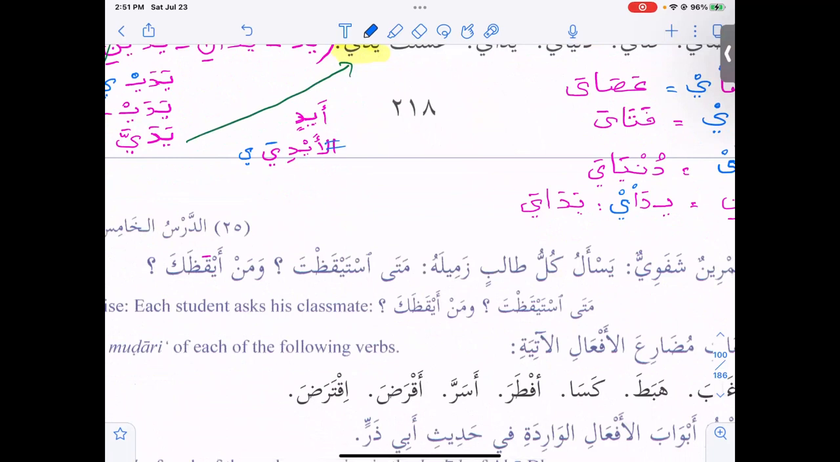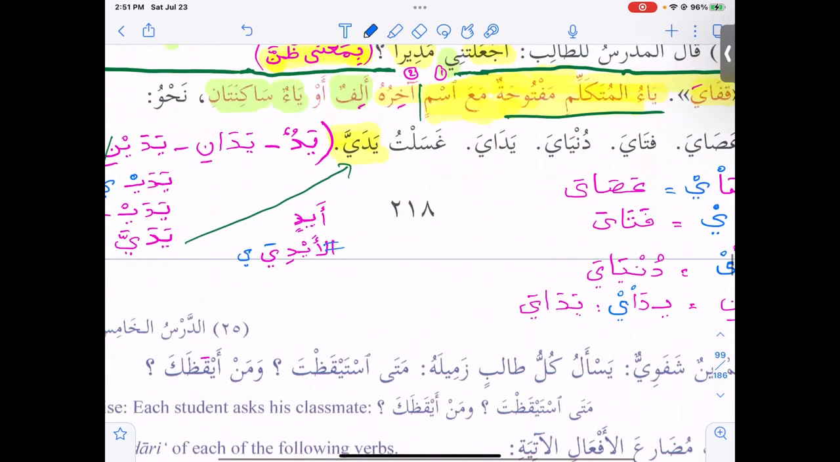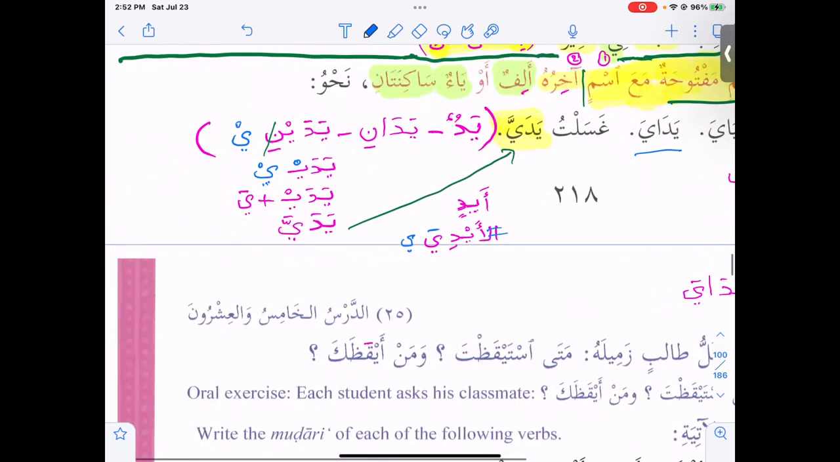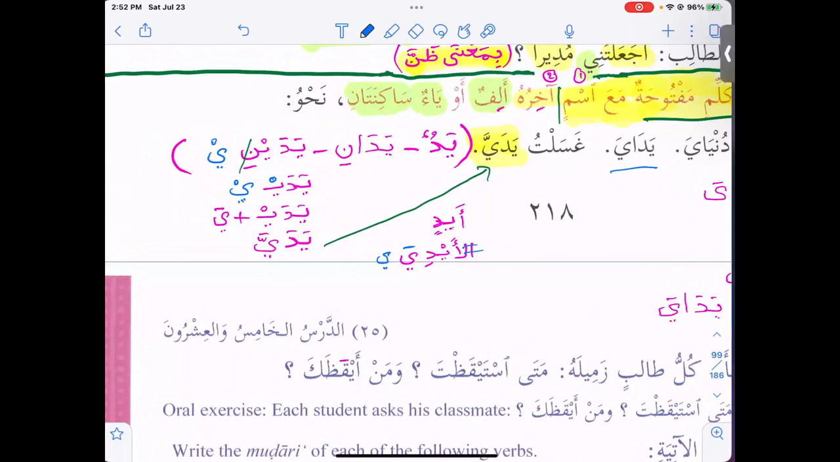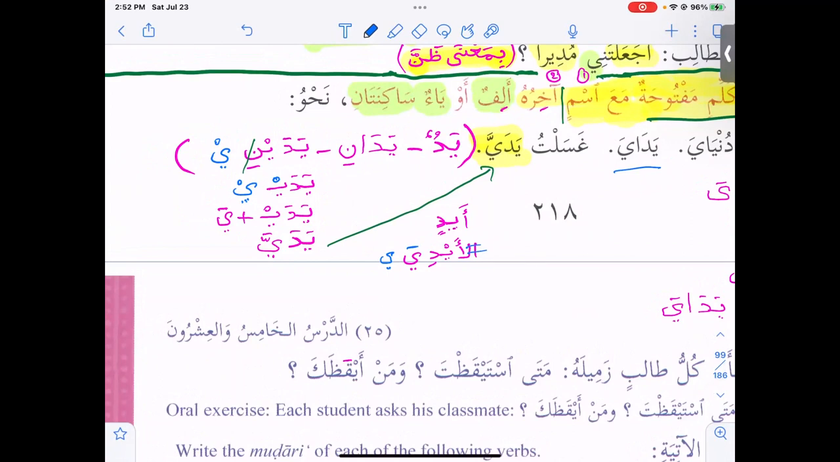So we have here Yadayya, which is also here Yadayya. Then if this is the thing, Gasaltu, I washed Yadayya. Yadayya, that is also two hands. I washed Yadayya. So then it becomes Yadayya. Maybe because this is mansub. This is not mansub. This is mudaf mudaf ilayhi. Maybe that is the reason. I think I'm getting it now. Mudaf mudaf ilayhi. But now make it mansub.